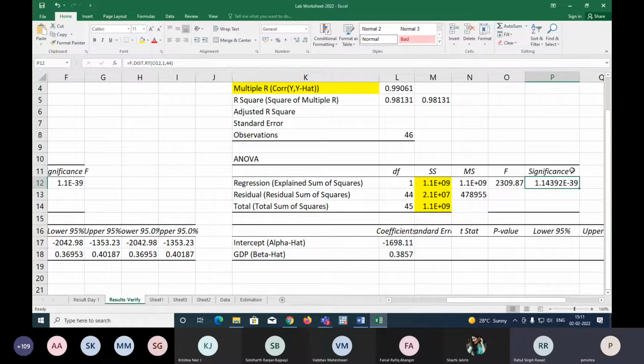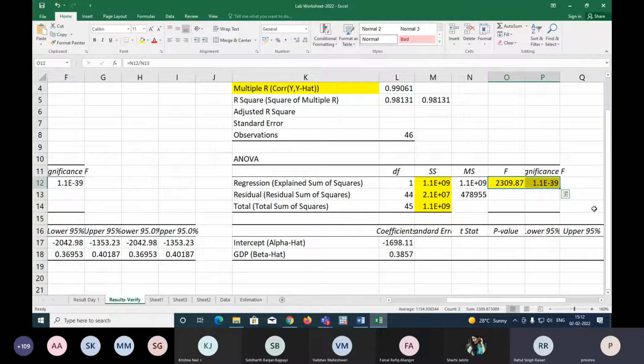So we are getting this result, and you see this is the level of significance, and you can very well see this probability is very close to 0. This probability is very close to 0. It is much less than 0.01. That means this F statistic is significant at 1%. That means the estimated model is significant at 1%.